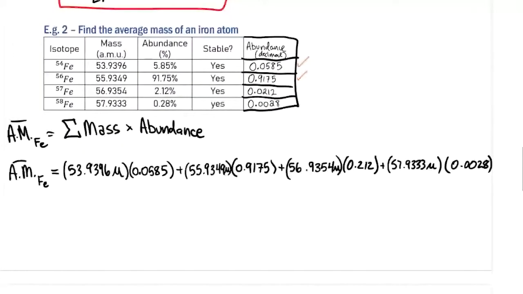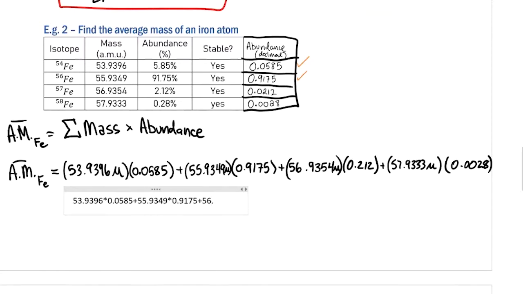Now again, kind of clunky, but not hard math. So let's make sure we're being careful here, typing it into our calculator: 53.9396 times 0.0585 plus 55.9349 times 0.9175 plus 56.9354 times 0.0212 plus 57.9333 times 0.0028. There we go. Punch everything into our calculator.